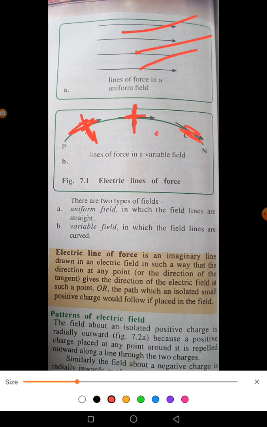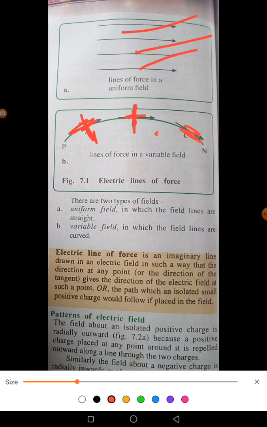Let's go into this properly. What are lines of force? We are going to be looking at lines of force, then properties of lines of force. Electric lines of force is an imaginary line drawn in an electric field in such a way that the direction of the tangent at any point gives the direction of the electric field at such point, or the path which an isolated positive charge would follow if placed in the field.